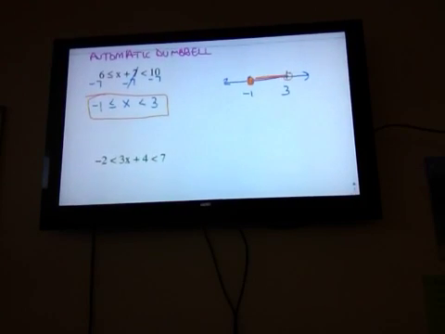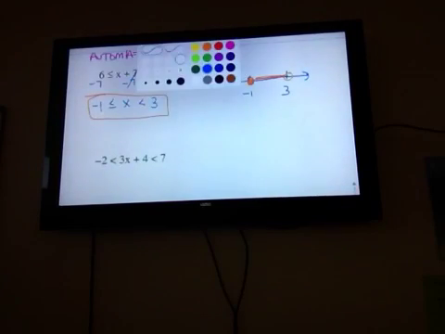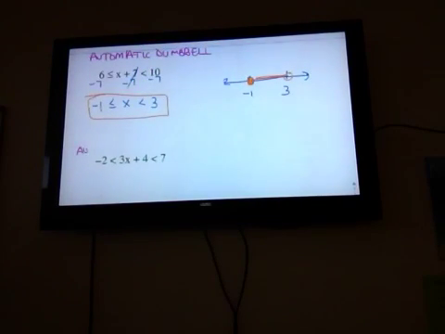My next one's the same kind. Because of the way it's written, with my numbers on the outsides and x in the middle, this is, again, an automatic dumbbell. So you can see why I gave that graph a name, just so that I had something to call it when I do these questions. So algebraically, what am I going to do first here to get that x alone? Subtract 4. All right, subtract 4 from all 3 parts.